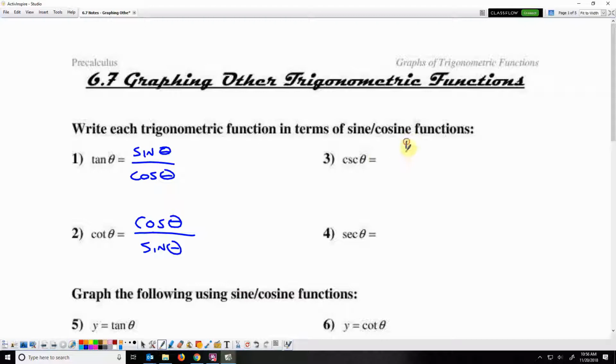Cosecant is the reciprocal of sine, so that's 1 over sine theta. And secant is the reciprocal of cosine, so that is 1 over cosine theta.